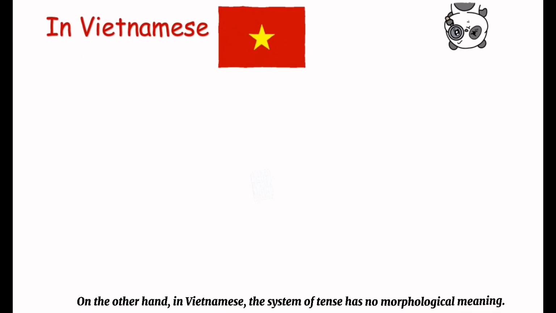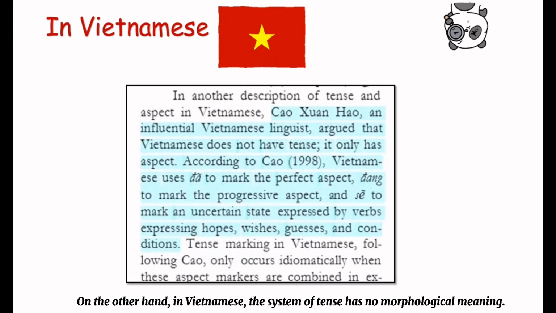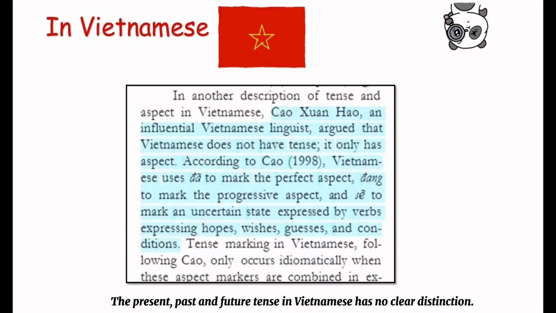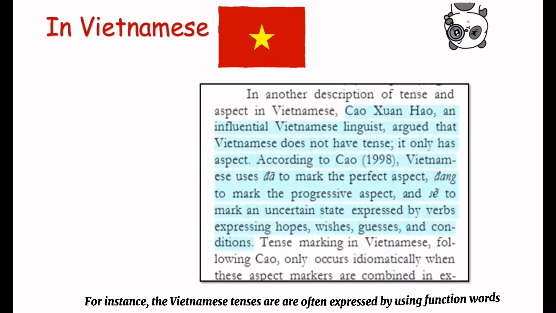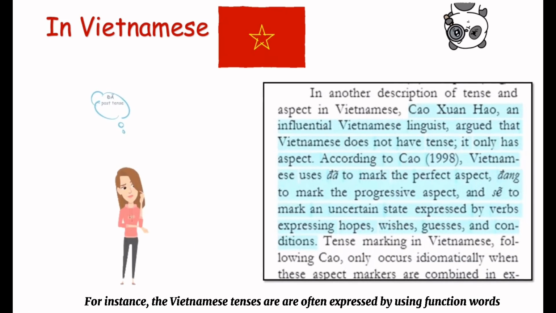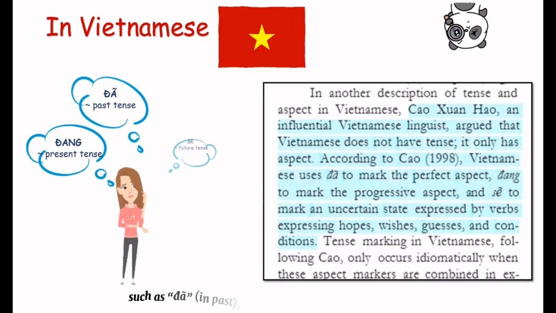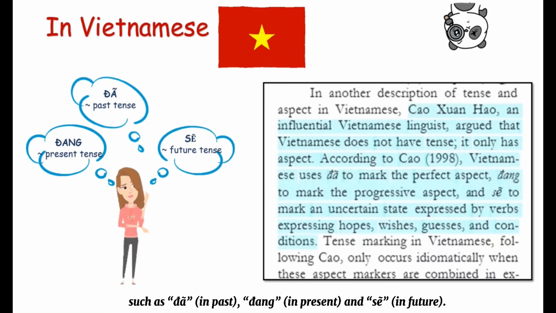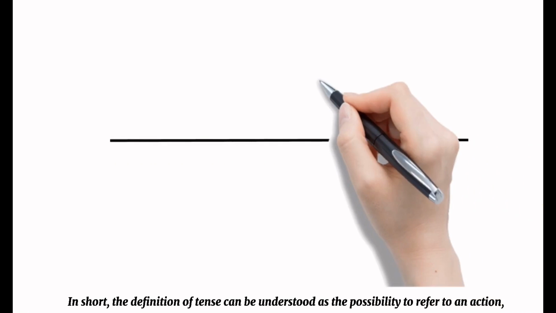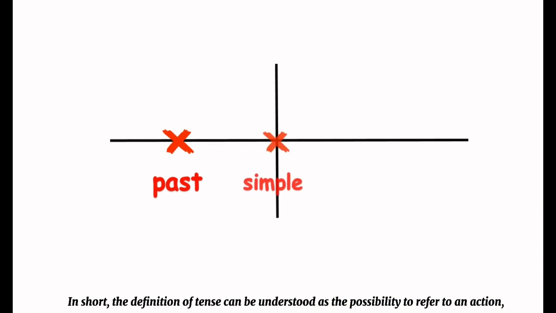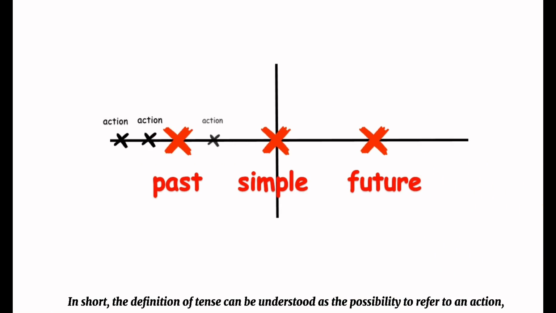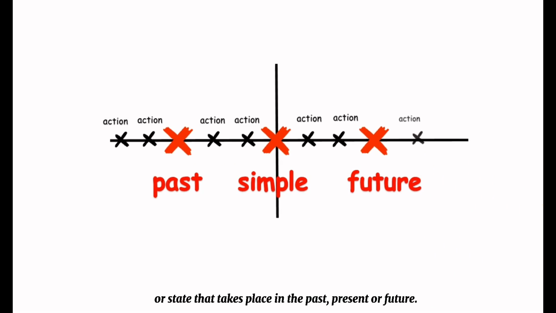On the other hand, in Vietnamese, the system of tense has no morphological meaning. The present, past, and future tense in Vietnamese have no clear distinction. For instance, Vietnamese tenses are often expressed by using function words such as đã in the past, đang in the present, and sẽ in the future. In short, the definition of tense can be understood as the possibility to refer to an action or state that takes place in the past, present, and future.